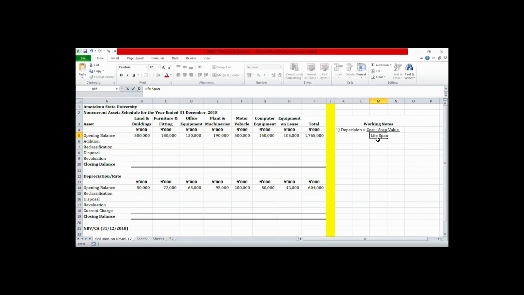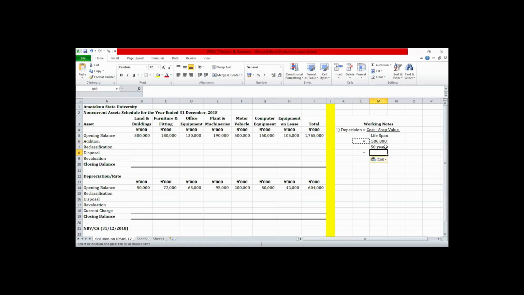Looking at it in this direction, the depreciation here is nothing but what? What is the cost? You were given 500,000, minus the scrap value, which is 0, divided by lifespan. What is the lifespan given to you in the question? 50 years. That is divided by 50 years. That gives you how much? 10,000.